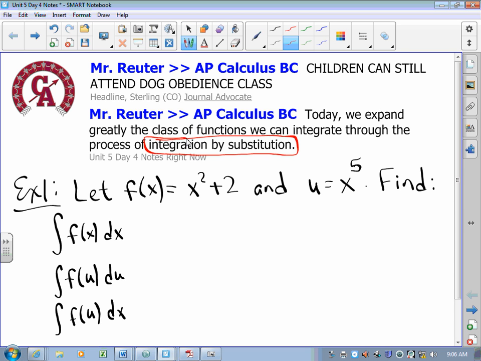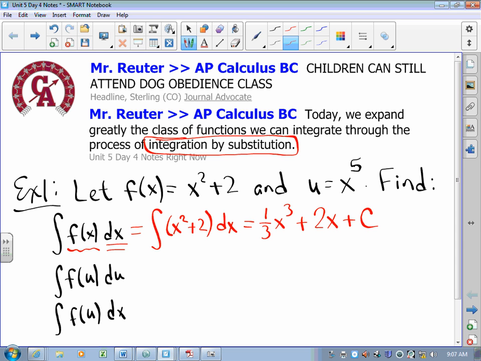In the first case, the differential is dx, and that means that we're taking an integral where x is the variable, and our function is f of x. So this is an integral of x squared plus 2 dx. And so what is that? Well, we take the antiderivative term by term: 1/3 x cubed plus 2x plus a constant. That is a very standard problem to know how to do.